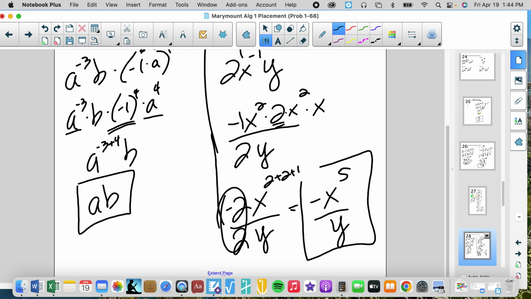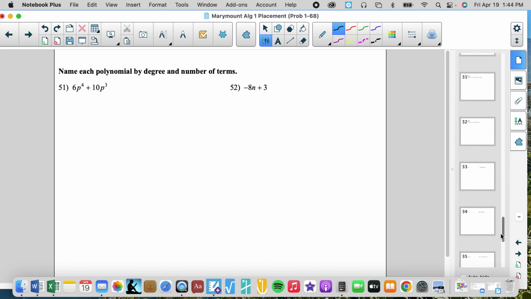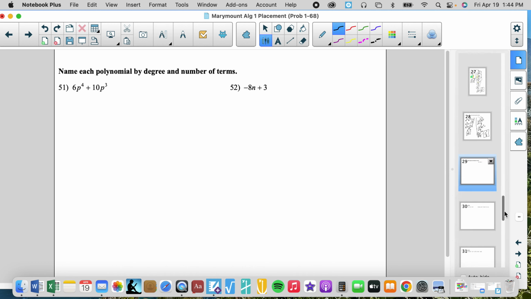I like that. Did you get all that? Hopefully you got all that. Where's my negative x to the 5th over y? Yeah, that negative can go up in the numerator, it can go in the denominator, or it can go outside of the fraction. Any of those is okay. That's how many more pages we have for this video.